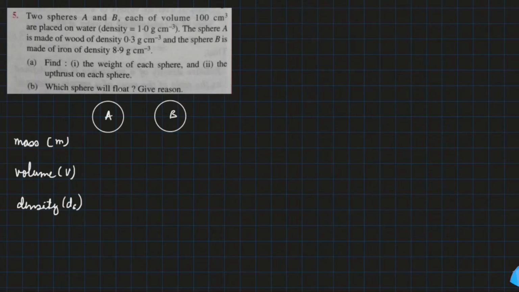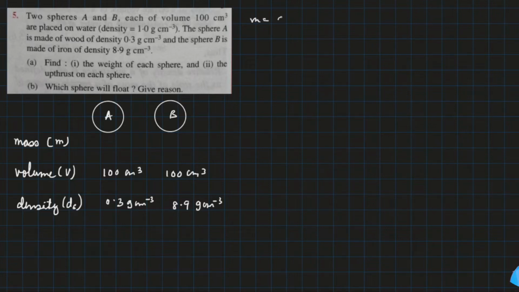In this question, there are two spheres, A and B. A is made up of wood, B is made up of iron. The mass of each sphere we don't know, but the volume that is given is 100 centimeter cube, and this is 100 centimeter cube. The density of the wood is given to be 0.3 gram per centimeter cube, and this is 8.9 gram per centimeter cube. So using these two pieces of information, we can calculate the mass.